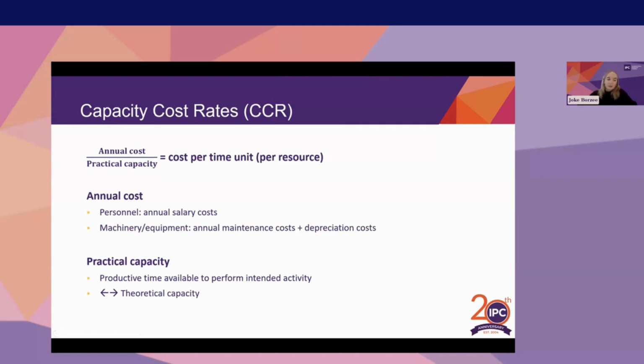And this is measured or calculated by dividing the annual cost by its practical capacity. For annual cost, when the resource is personnel, we look at the annual salary cost. For machinery and equipment, we look at annual maintenance costs plus the depreciation costs. And we divide this by its practical capacity. And this means the productive time that is available to perform the intended activity, which differs from theoretical capacity as it takes into account that not every resource is 100% productive or can 100% devote its time to the specific activity itself.